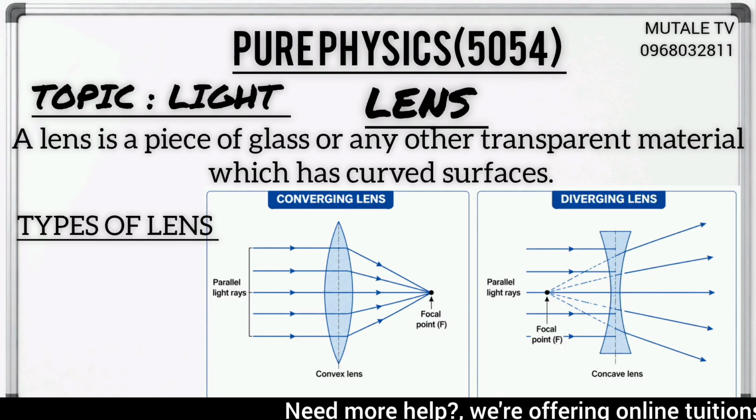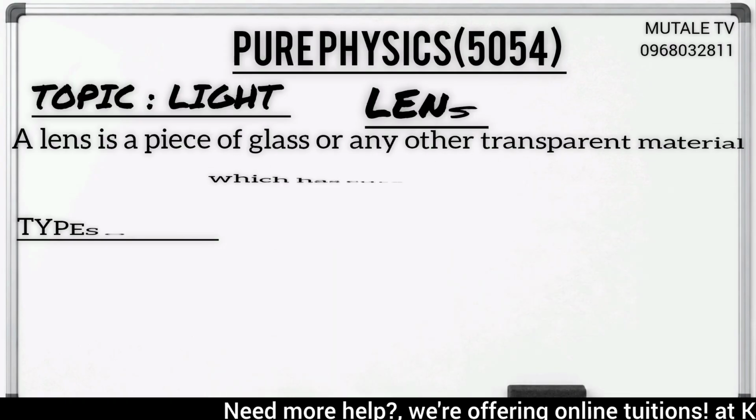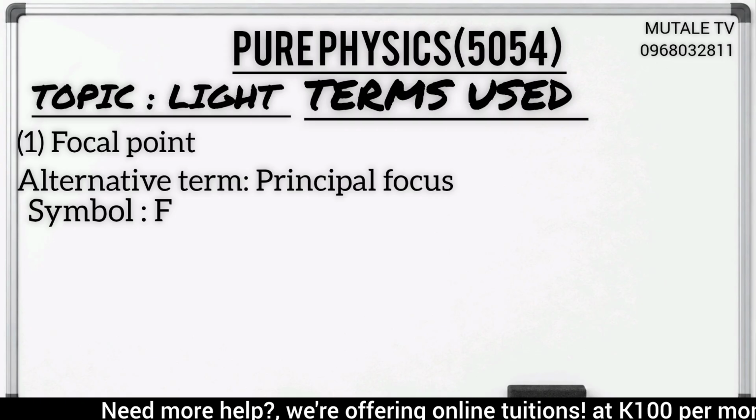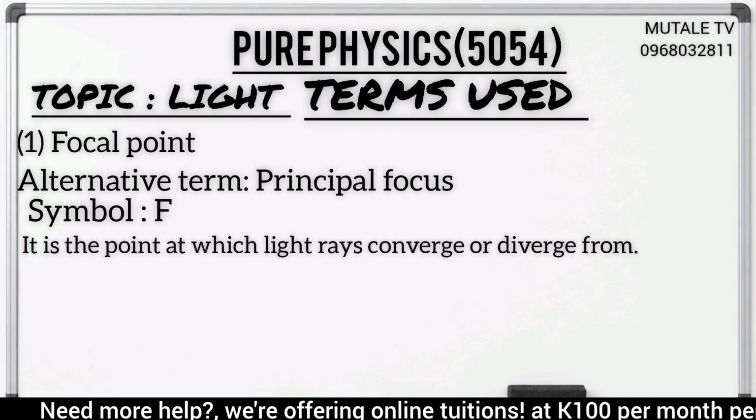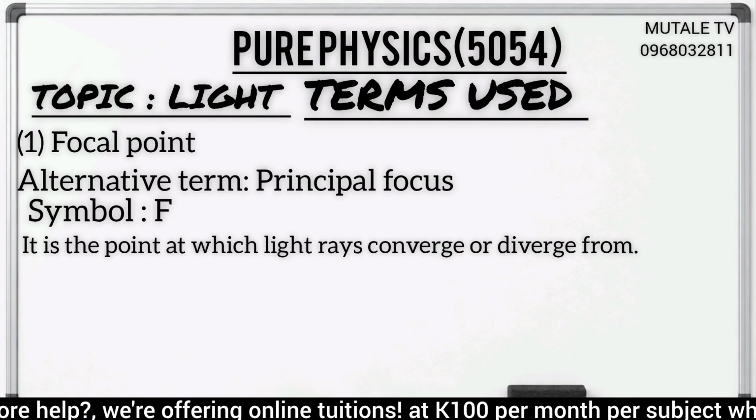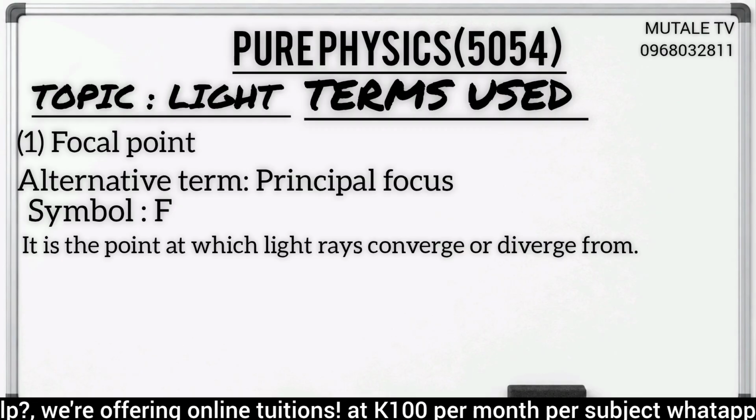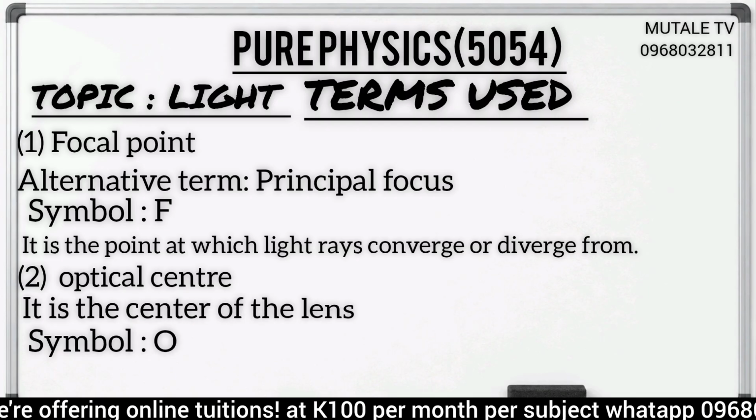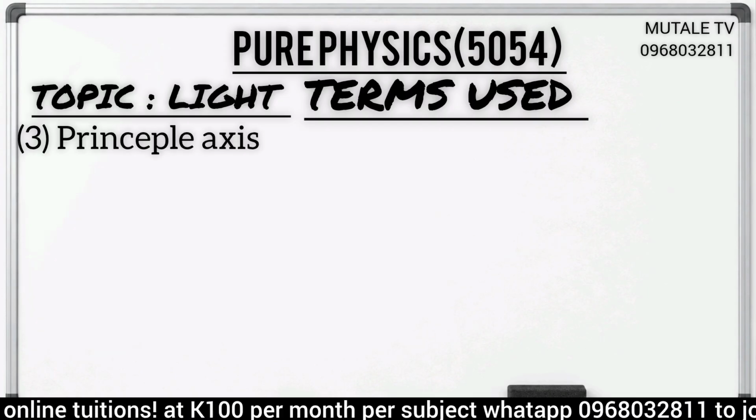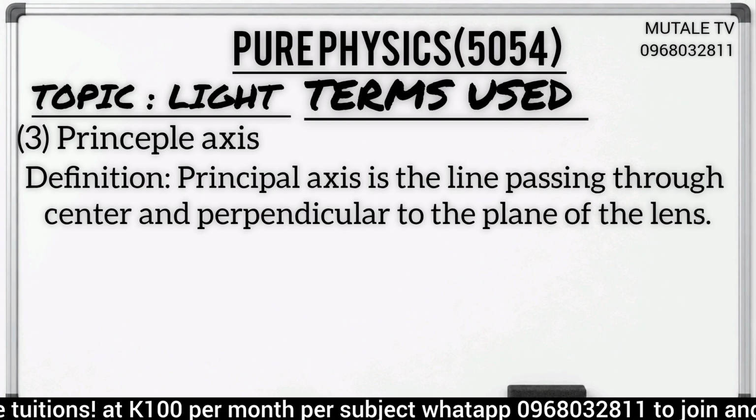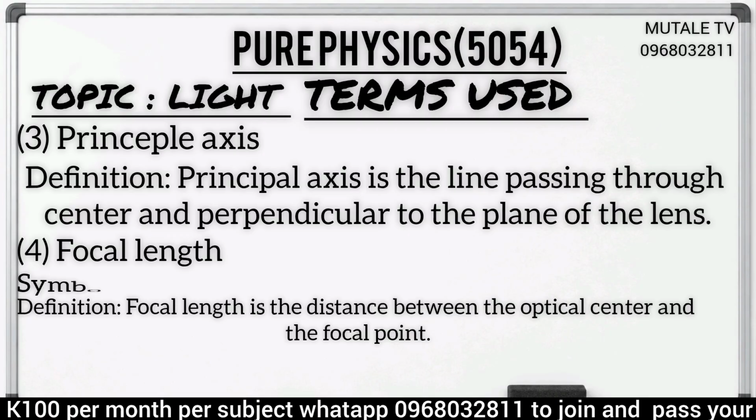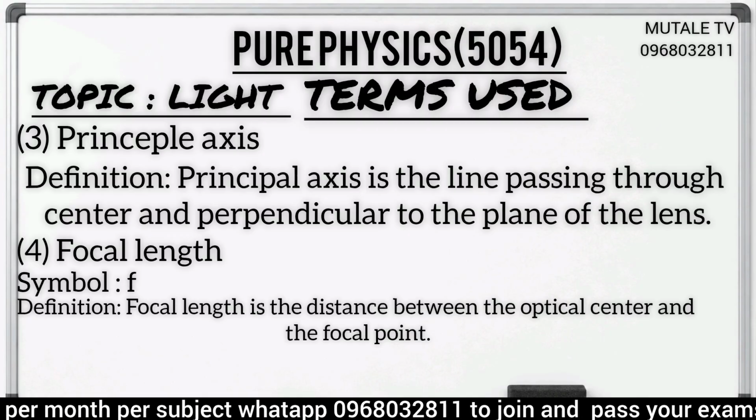There are a few important terms used to describe a lens. We have the focal point, also called the principal focus. It's the point at which light rays either converge to or appear to diverge from. Every lens has two focal points, one on either side. The optical center is simply the center point of the lens. The principal axis is the line that passes through the optical center and is perpendicular to the plane of the lens, and the focal length is the distance between the optical center and the focal point.